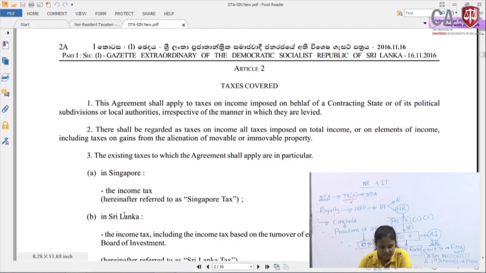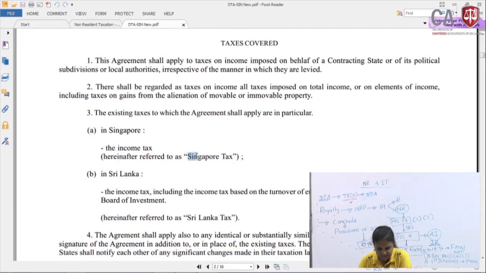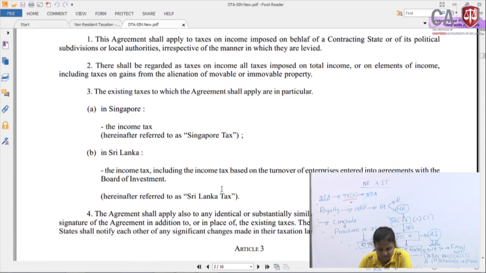The existing taxes to which the agreement shall apply: in Singapore, the income tax, hereafter the Singapore tax; in Sri Lanka, the income tax, including the income tax based on the turnover of enterprises entered into agreement with the BOI. That also is covered up to that extent; after that it is the Sri Lankan tax.